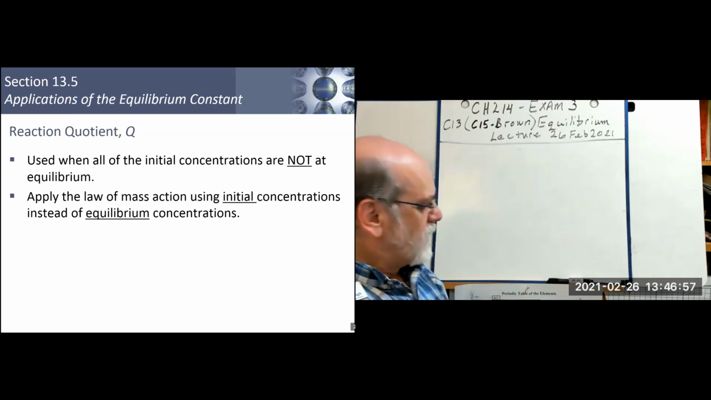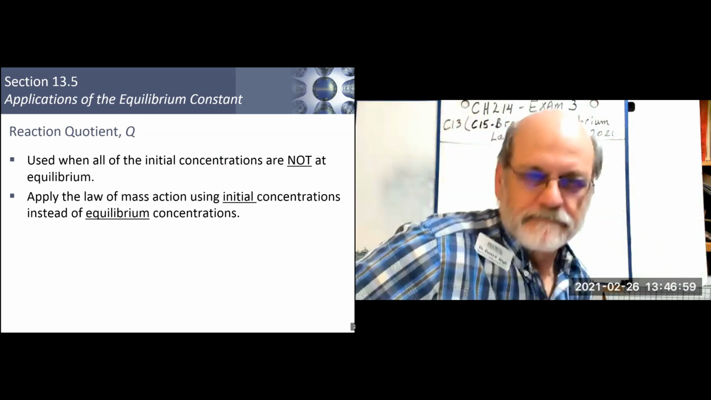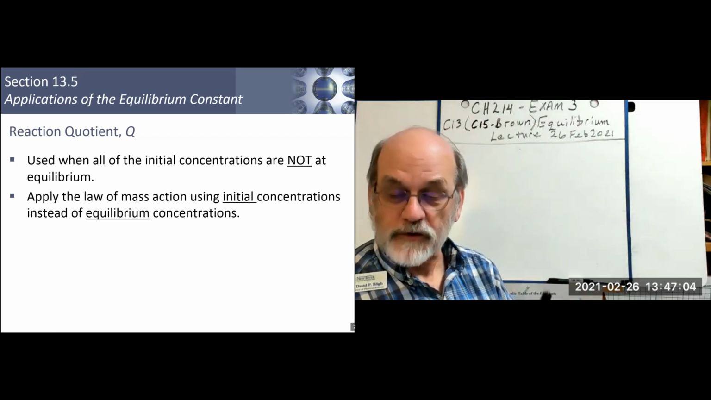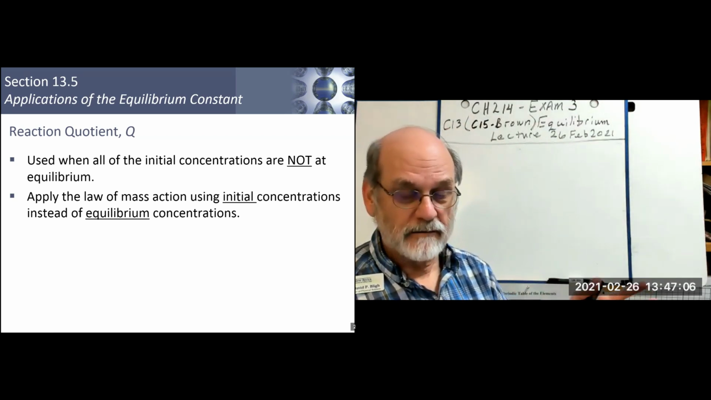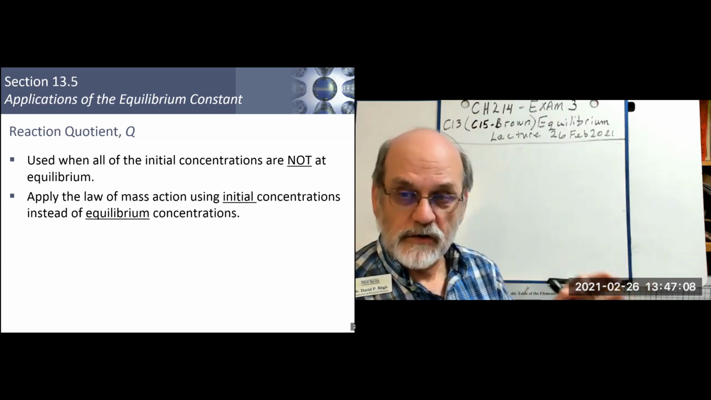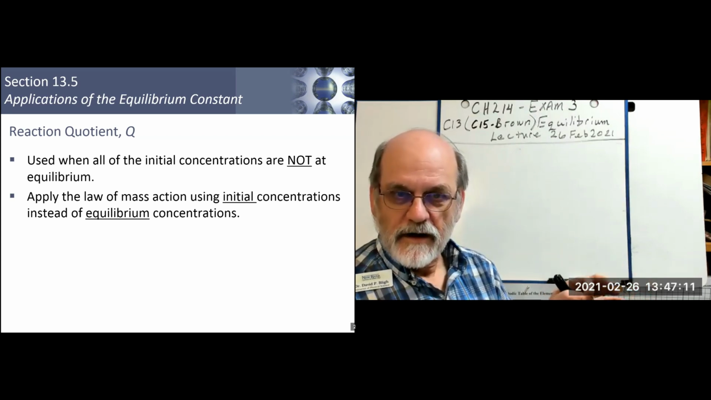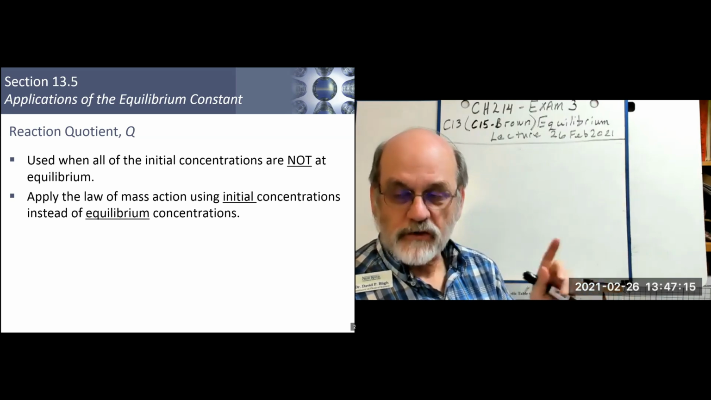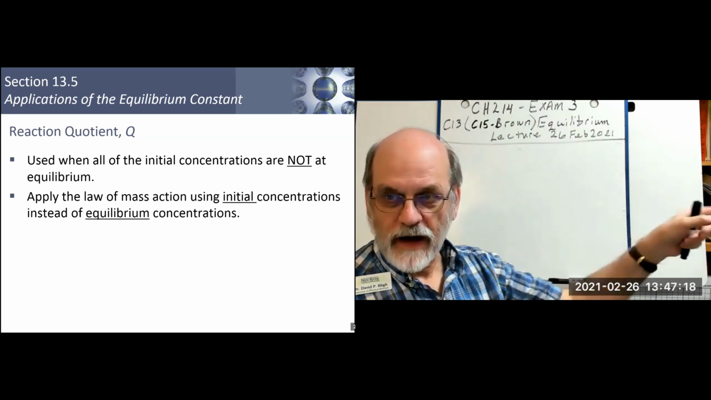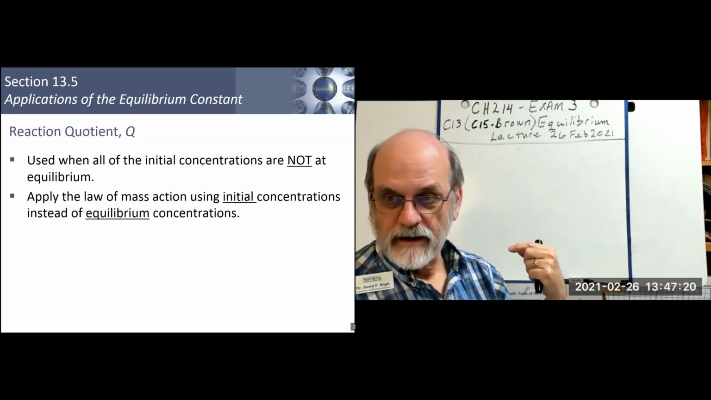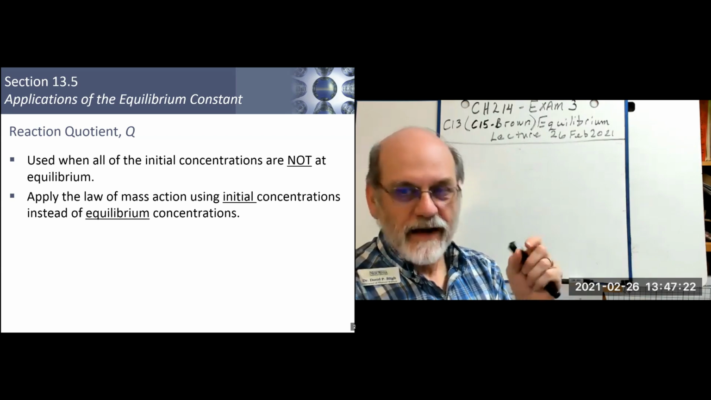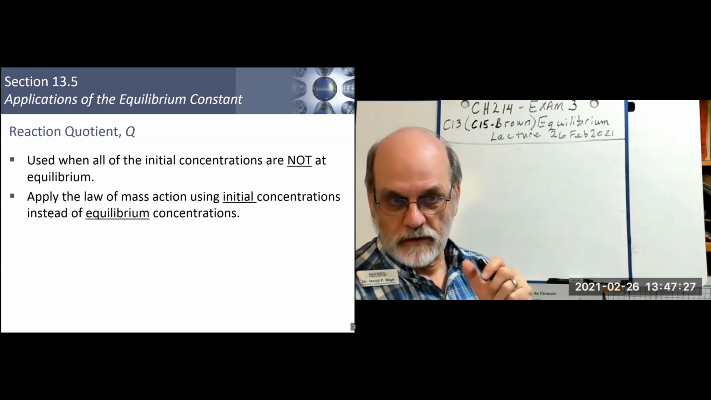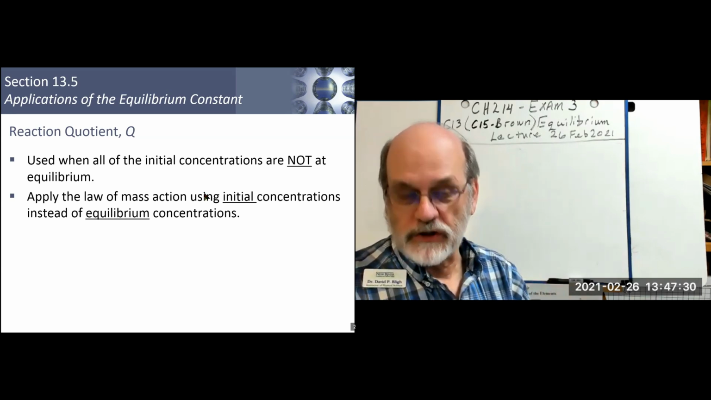All right. So most reactions have to start somewhere, right? And under those circumstances, they're not at equilibrium yet. But what we can do is use that law of mass action to make a prediction. Which direction will the reaction proceed? To the right or to the left? And we calculate not a K value, but a non-equilibrium value called the Q, or the reaction quotient.